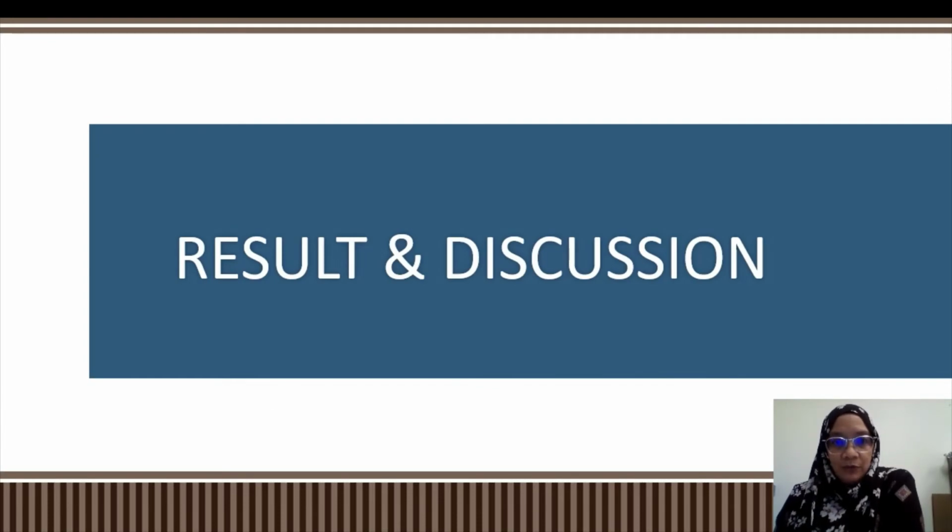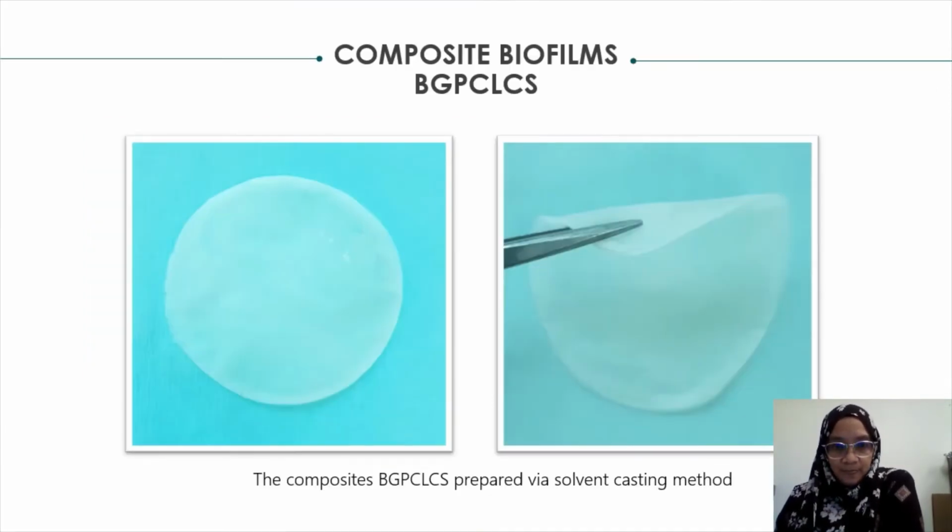Now let's move to result and discussion. Have a look at this figure. This is a fabricated composite biofilm, BG-PCL-CS. The thickness of the composite film is monitored and controlled. The equal volume of blend was cast onto a PTFE dish and dried at room temperature via solvent casting method. It's a low-cost method. Also, equal time of exposing the composite in air to remove the remaining solvent and to reach their equilibrium crystallinity.